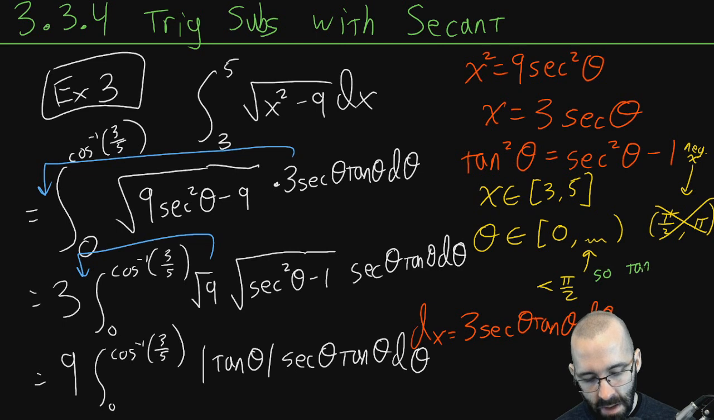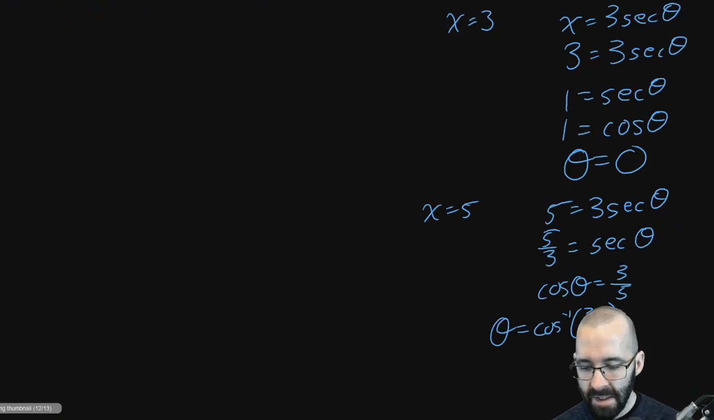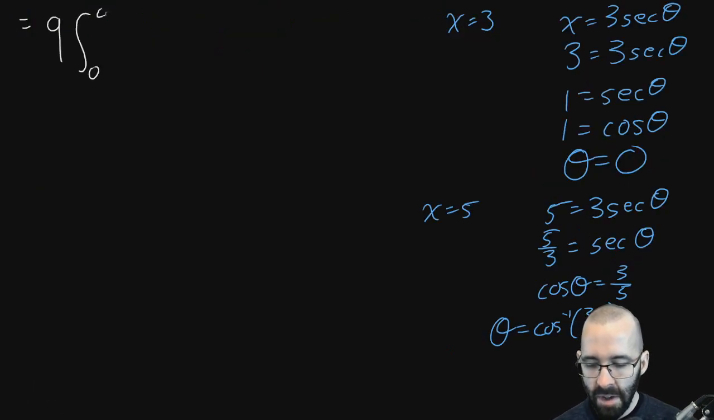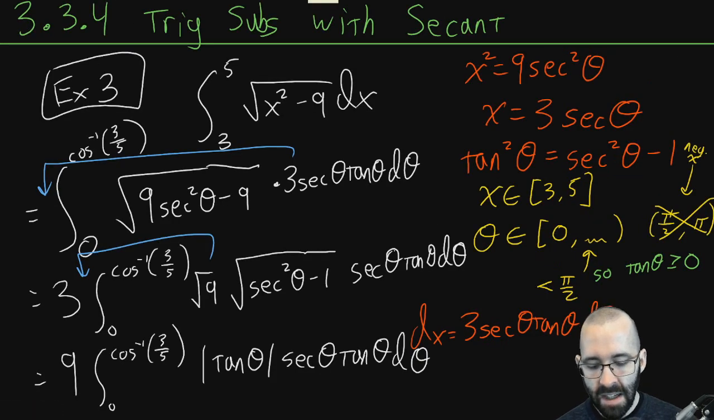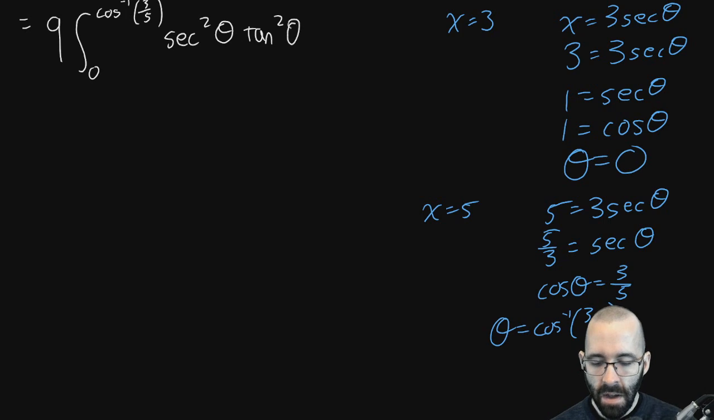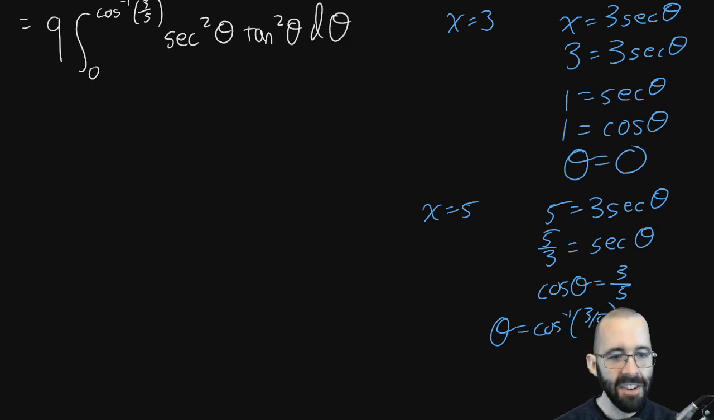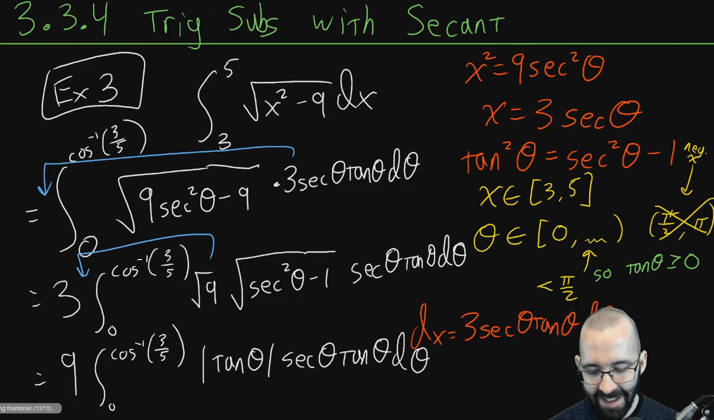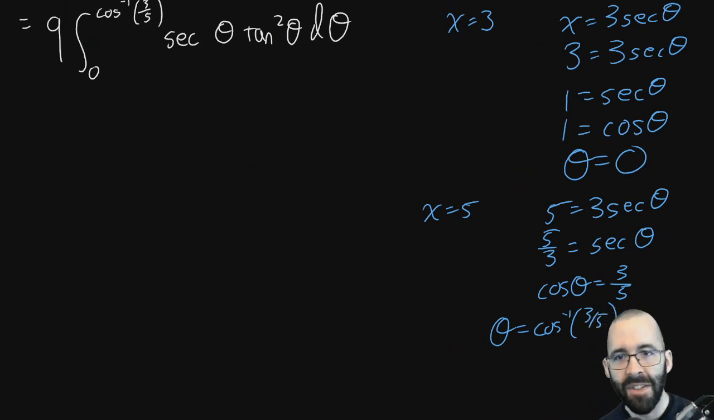Tangent of theta positive or 0. That's good, because that tells us that we can combine these tangents and replace the absolute value with nothing. So 0 to inverse cosine of 3/5. And this becomes secant times tangent squared. Oh, remember we did secant and tangent integrals. Whoa, secant times tangent squared. Like that, right? Good. In the previous section, 3.2, how do we do these integrals?